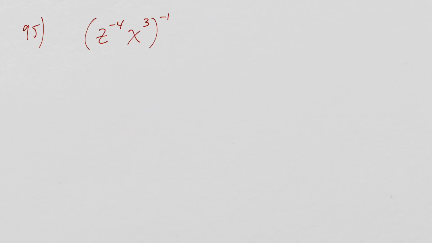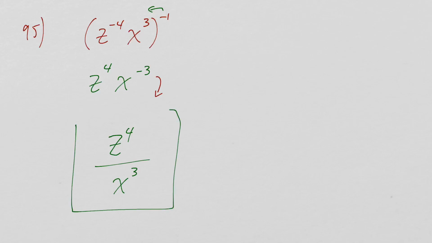Okay, here I'm going to bring this in, and we'll have z to the positive 4, x to the negative 3. And then we'll make this a positive exponent by putting it on the other side of the fraction. So we'll end up with z to the 4 over x to the 3. And that's all we can do.